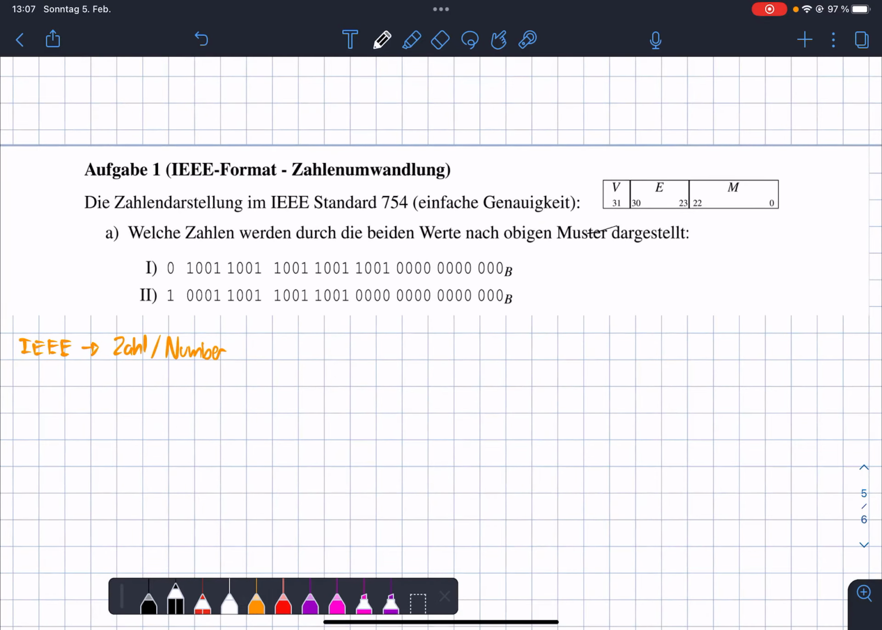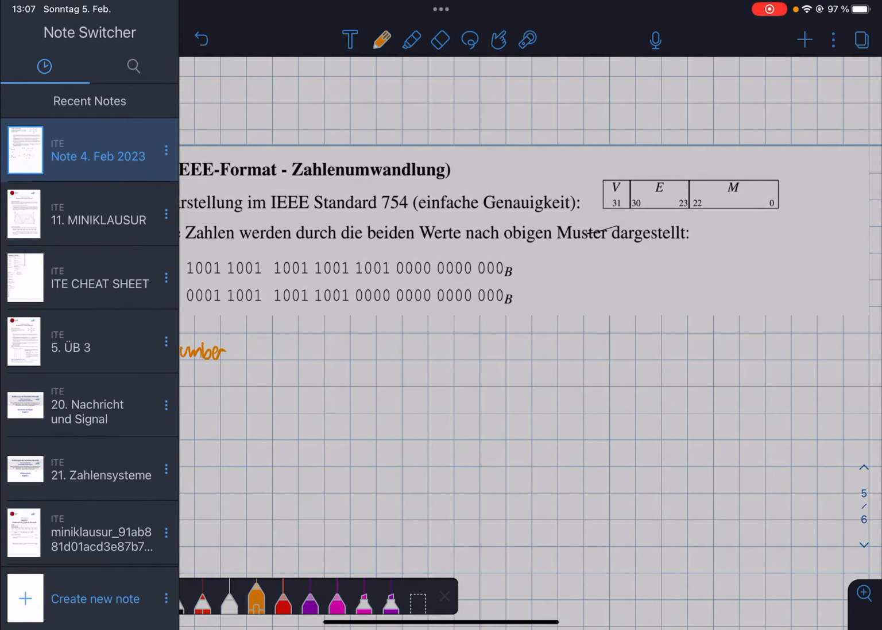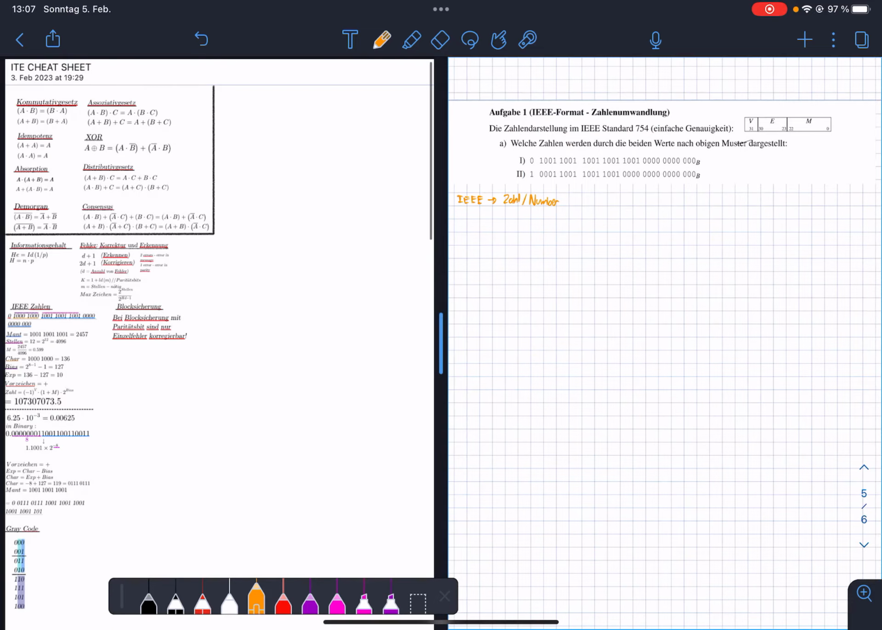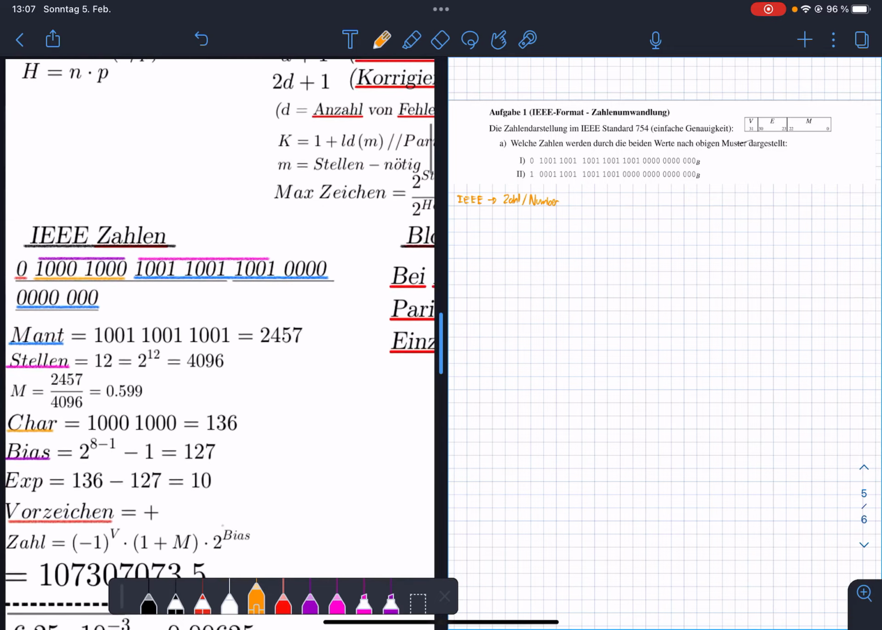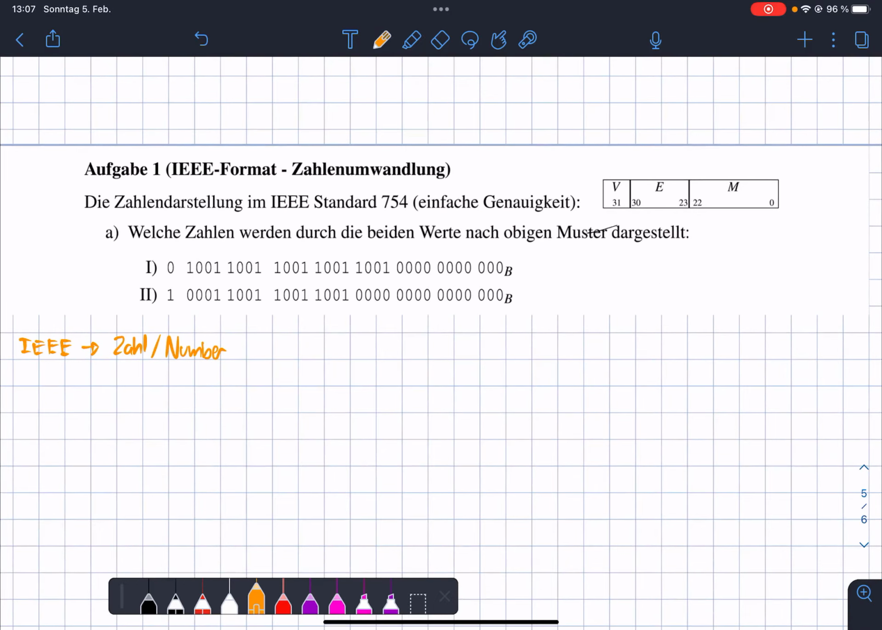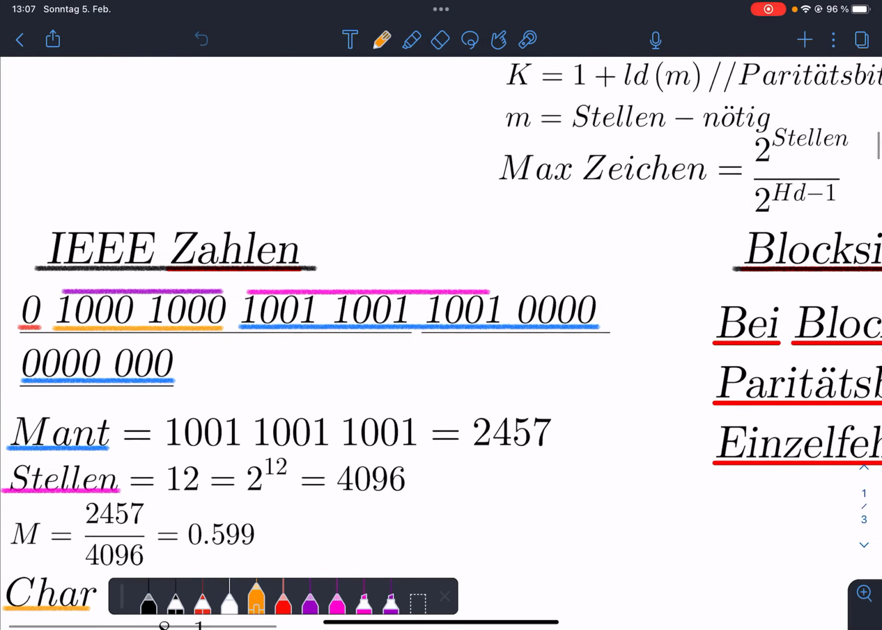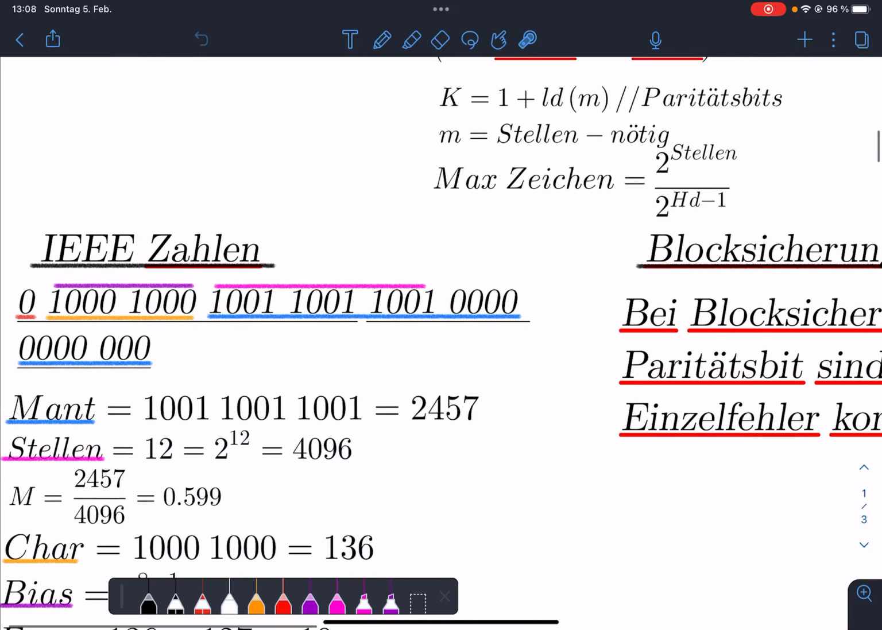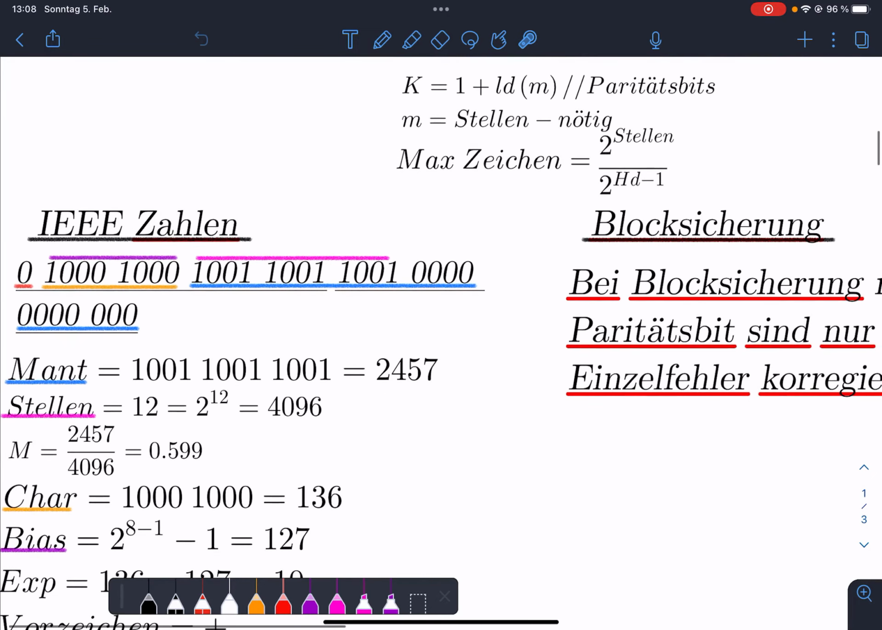Whatever. We're going to first take a look at our cheat sheet, which quite honestly has all the steps we need to understand this. So in this case, we have, for example, the IEEE numbers. Let me go to the IEEE cheat sheet, sorry. This number is going to be the first exercise we have, A, and I'm going to explain to you how it works.